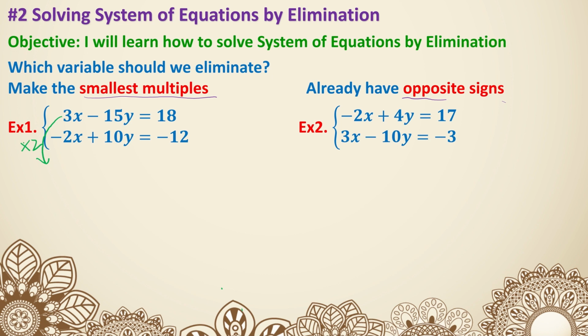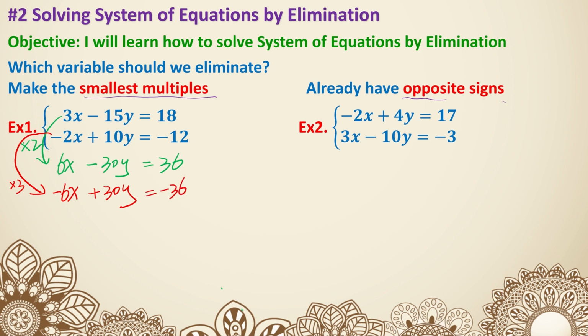I'm going to multiply the top equation by a 2. We get 6x minus 30y, which equals 36. Remember, you have to multiply every single thing by the 2. And then for the second equation, since I now want to get a negative 6, I'm going to need to multiply that by a 3. Negative 2x times 3 is a negative 6x. 10y times the 3 is a positive 30y. Negative 12 times the 3 is a negative 36.